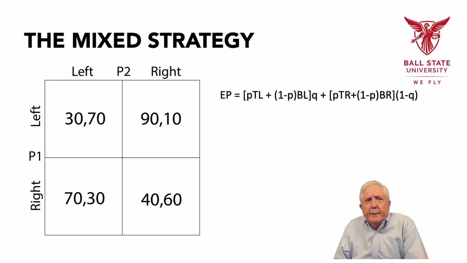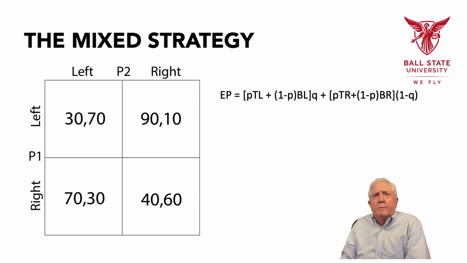So it's 1 minus the probability times the bottom left. All of that times Q, which is the probability of the other player if they choose left, plus the probability times top right plus 1 minus P bottom right, all of that times 1 minus Q. So if you haven't guessed already, my top left is P and my bottom right is 1 minus P. And the other player's Q is their left and their 1 minus Q is the right.